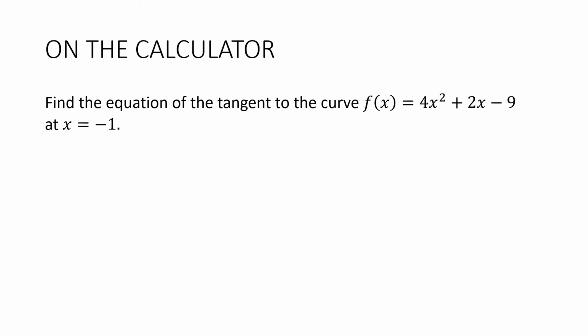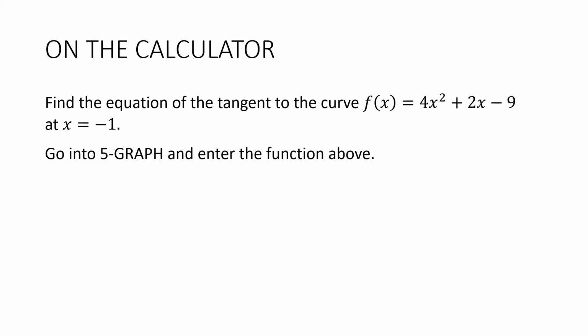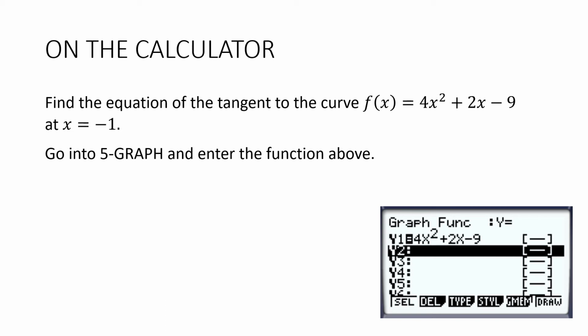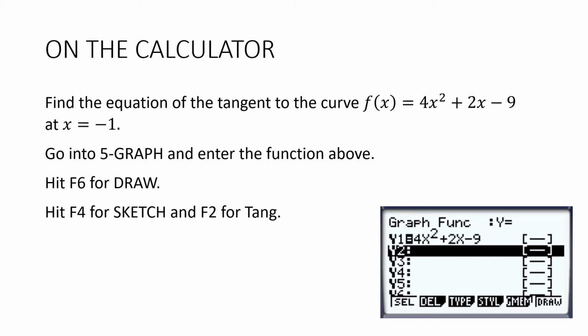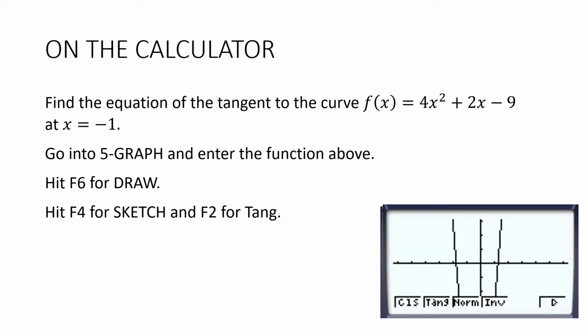Find the equation of the tangent to the curve f of x equals 4x squared plus 2x minus 9 at x equals negative 1. Firstly, we're going to go to graph and enter the function. Then we're going to go F6 and draw. Then we're going to hit F4 for sketch and F2 for tangent. You can see that here.